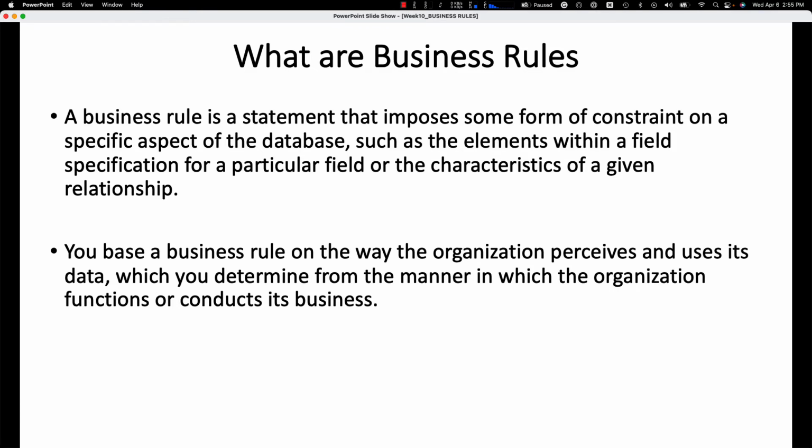You base a business rule on the way the organization perceives and uses its data, which you can determine from the manner in which the organization functions or conducts its business. So if there's no reason to know the average time a product sits on the shelf, there's no reason to try to capture the data for that. And we're going to talk later that you're often going to have the capability to do things that nobody ever considered before. And so before you say, well, we've never done that or we don't have any need for that information, you need to think, what is the economic value if you had that information?